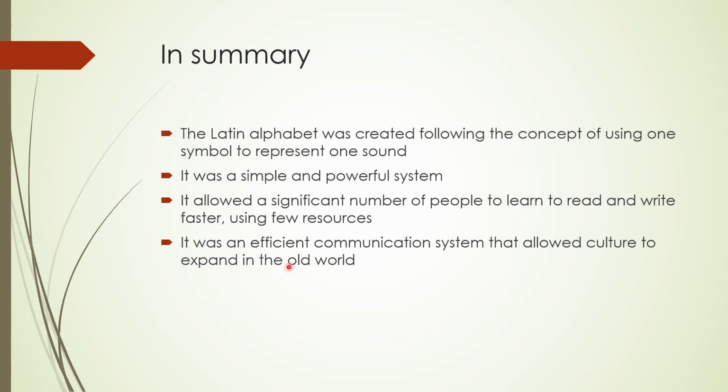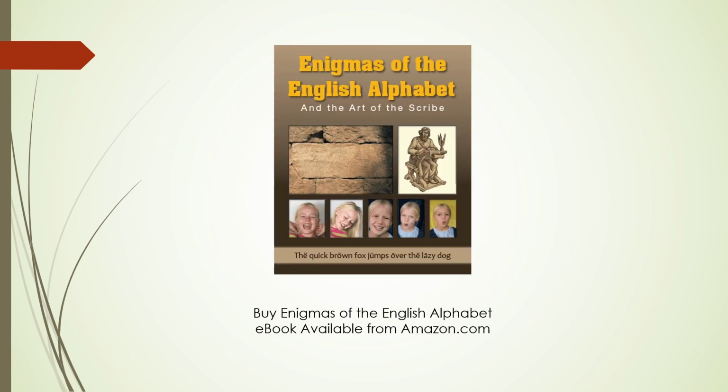It was a simple and powerful system. It made it easier for people to learn to read and write at a time where resources were limited. Not even paper was easily available. An efficient communication system that allowed culture to expand in the old world. In the next video, we will see how English evolved to become an irregular language.